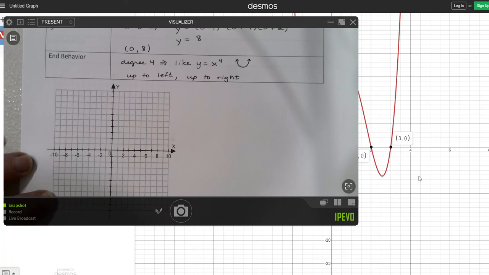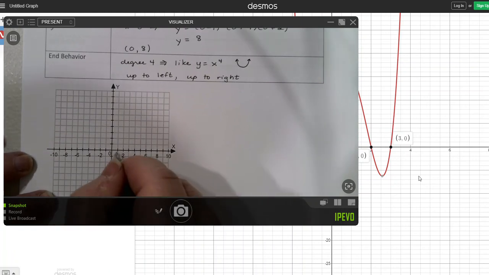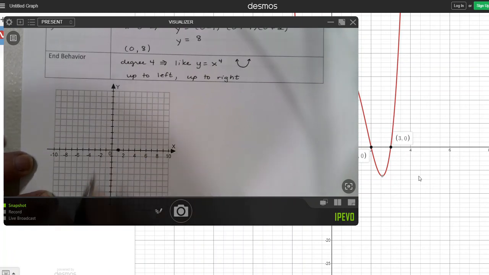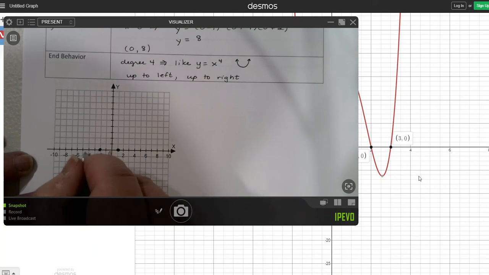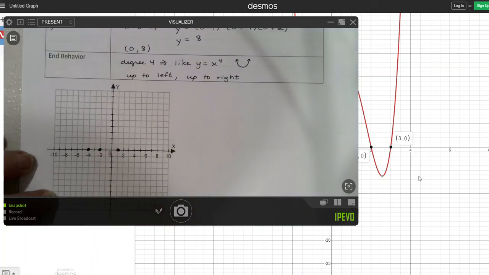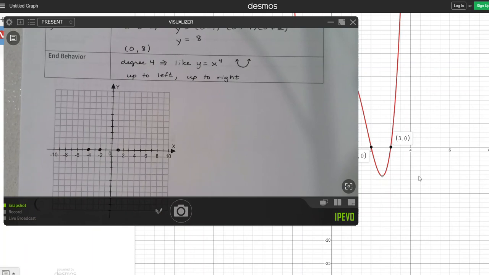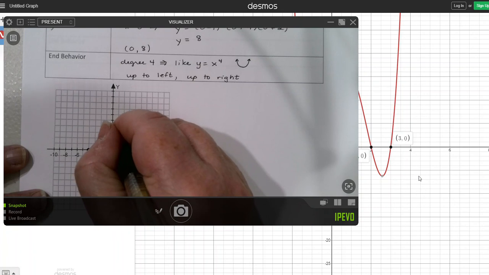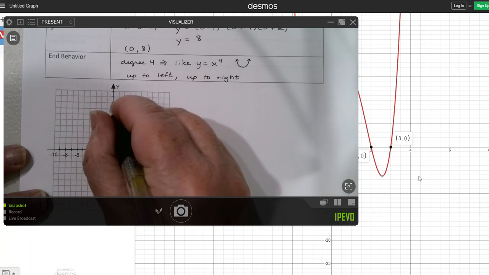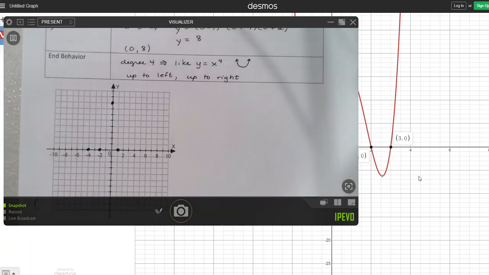Let's see, starting with my zeros, 1, -2, and -4 are the zeros. Might as well put the y-intercept in there as well. 1, 2, 3, 4, 5, 6, 7, 8. Those are the 4 specific points that I know.